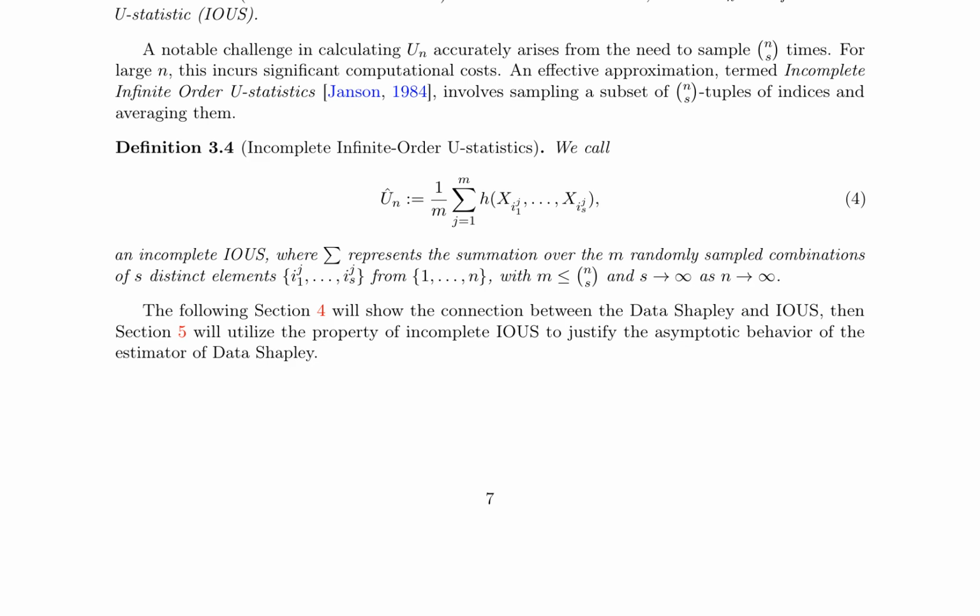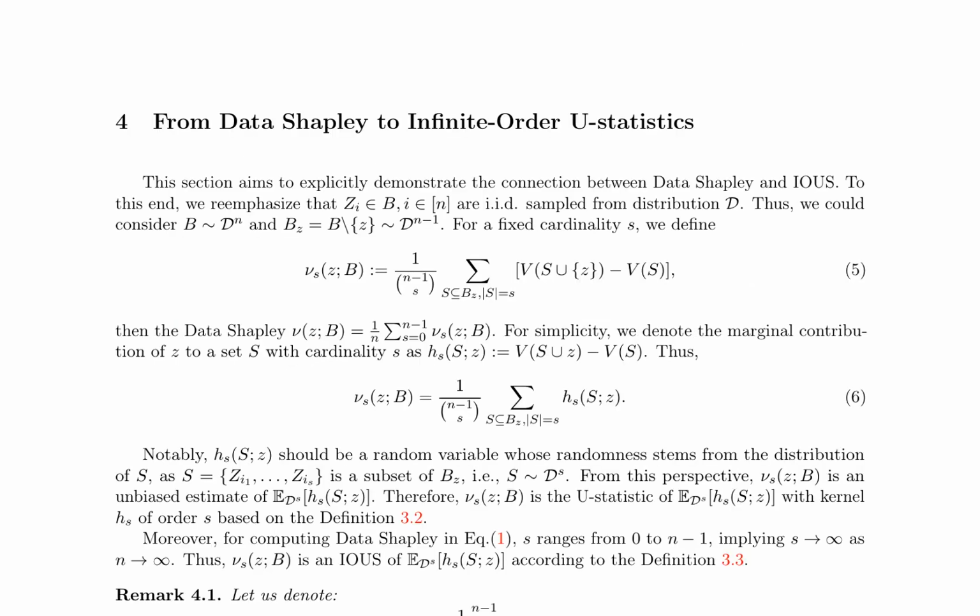This approximation involves sampling a subset of n choose s tuples of indices and averaging them, as shown in equation 4. The connection between Data Shapley and IOUS will be explored in the following section, and the property of incomplete IOUS will be utilized to justify the asymptotic behavior of the estimator of Data Shapley. From Data Shapley to infinite-order U-statistics, the connection is explicitly demonstrated.